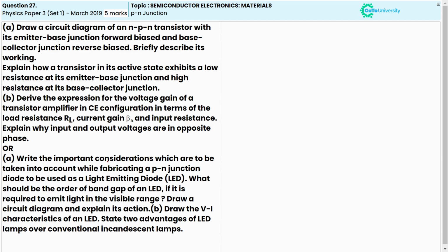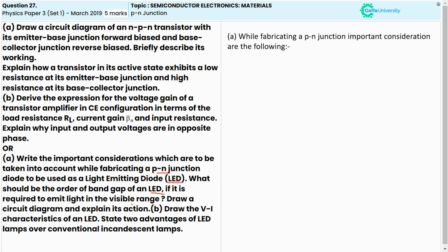Right, the important considerations to be taken into account while fabricating a PN junction diode to be used as a light emitting diode, LED. What should be the order of band gap of an LED if it is required to emit light in the visible range? Draw a circuit diagram and explain its action. Okay, we'll see that first.